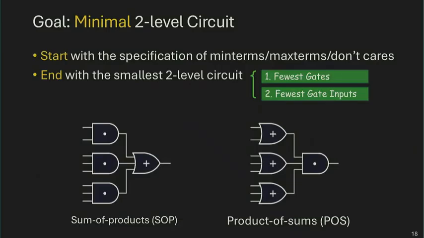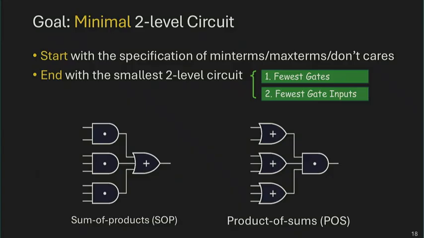Karnaugh map is a way for you to find a minimal two-level circuit. So this logic minimization process can be formalized as follows. We start with some specification of min terms, max terms, and don't cares. Essentially start with a truth table. And then we want to end with a two-level minimum sum of products or product of sums circuit, with an AND gate, OR gate, or OR gate, AND gate to implement that function using, number one, the fewest gates. That is the main optimization objective.